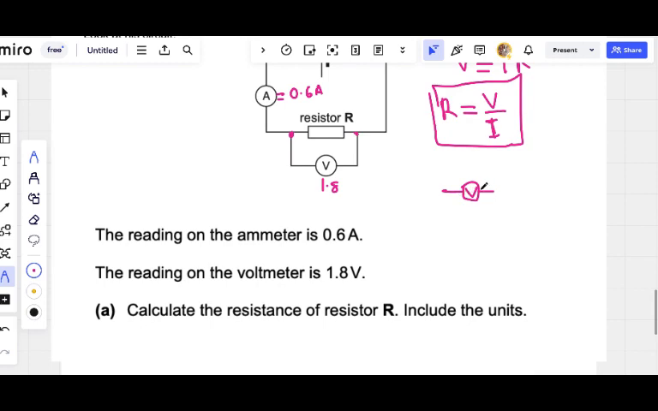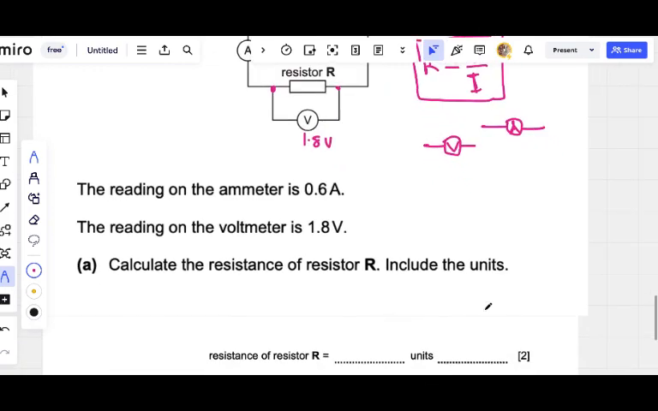Also, the ammeter is different from ampere. If you are drawing an ammeter, you draw a circle, you put A inside, and then you show it with a line from both ends. This is an ammeter, this is a voltmeter. This is the circuit symbol for an ammeter, and this is the circuit symbol for a voltmeter. The voltmeter reads 1.8 volt. Volt is the unit of voltage.